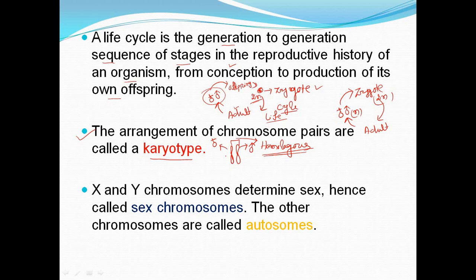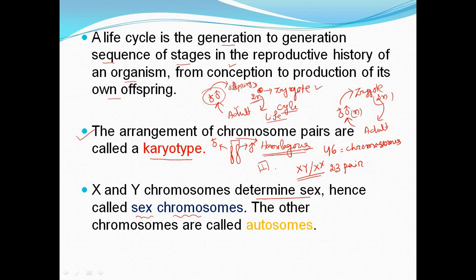Humans consist of 46 chromosomes, which is 23 pairs. They are arranged from larger size to smaller size, and the last one is XY or XX depending on male or female, and that arrangement of the chromosomes is called a karyotype. The karyotype is similar in all organisms. Now the third point: X and Y chromosomes determine sex, hence they are called sex chromosomes.